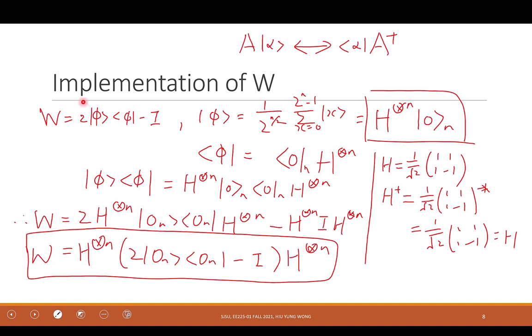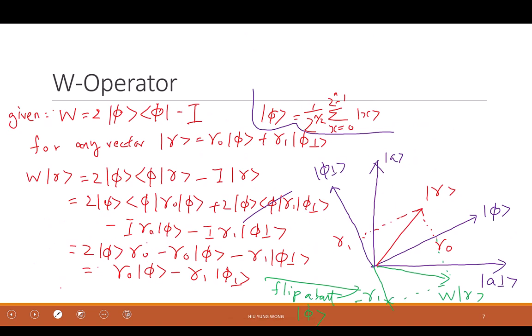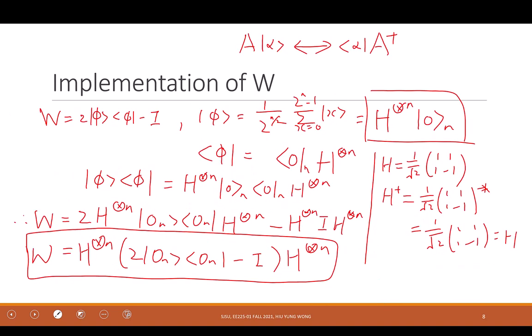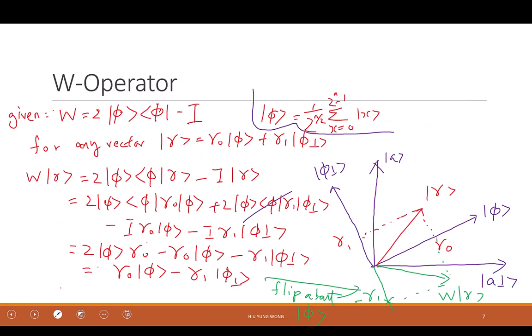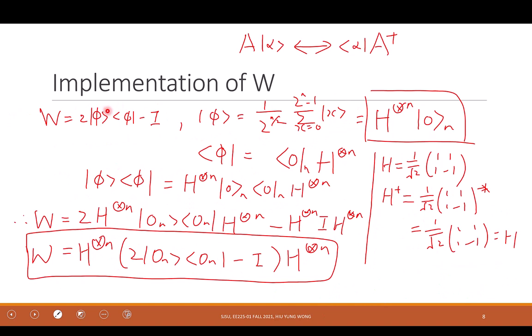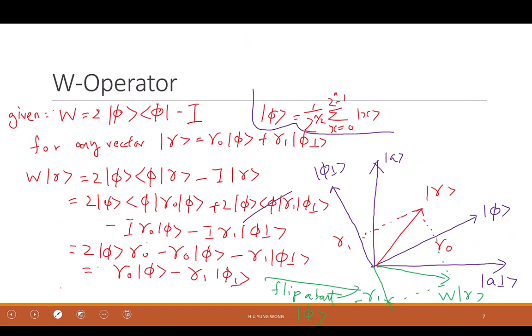At the very top, this one? Yeah. If you look at this, actually, you will see that this one is to flip about the side perpendicular, right? Yeah, flip about the side perpendicular. Because just plug in this, you will see that.